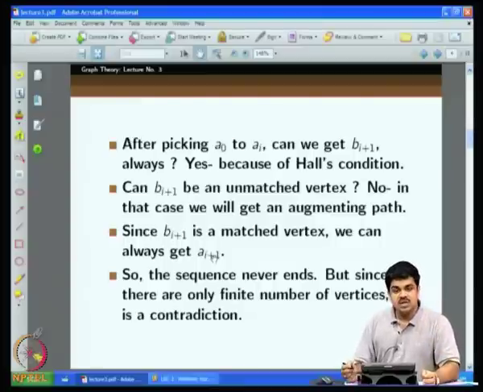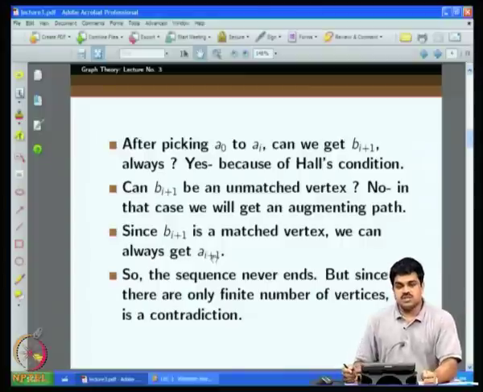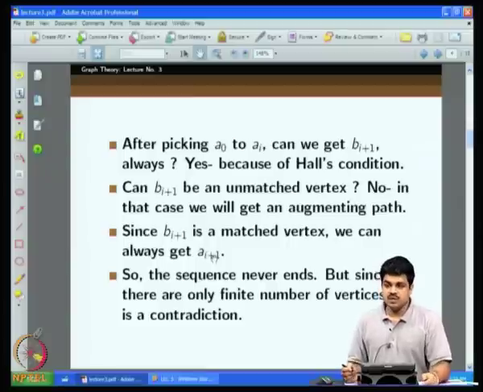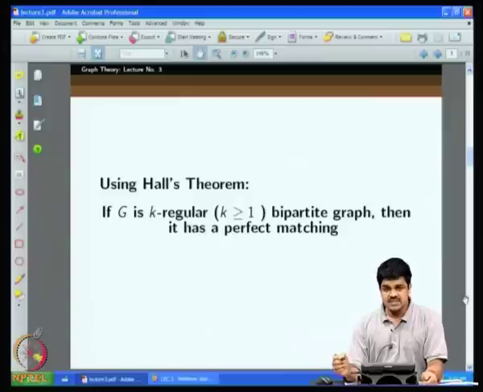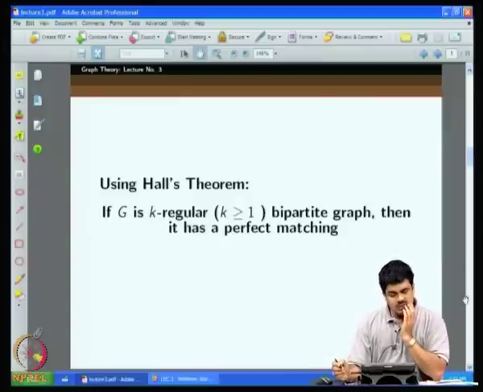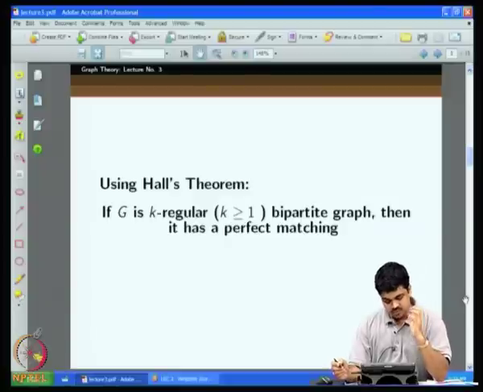So, this is another proof of Hall's theorem. That means, if the Hall's condition is satisfied, then there will be a matching of A in the bipartite graph. Now, the next thing is to see how we can use Hall's theorem to infer some interesting results.